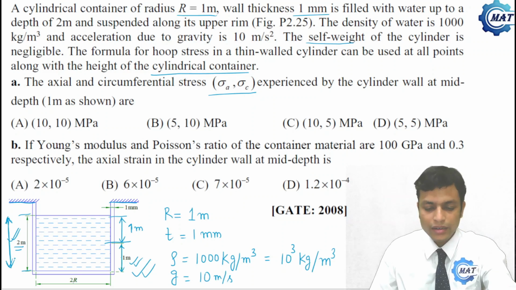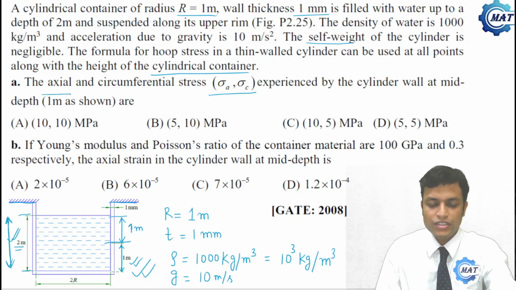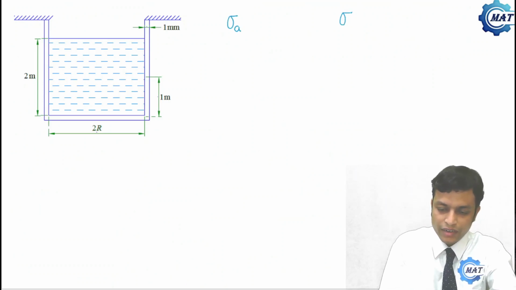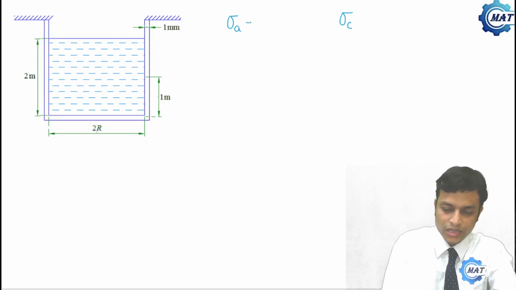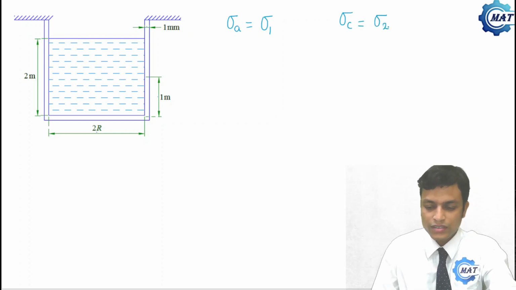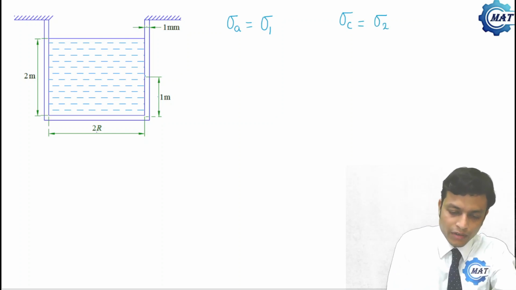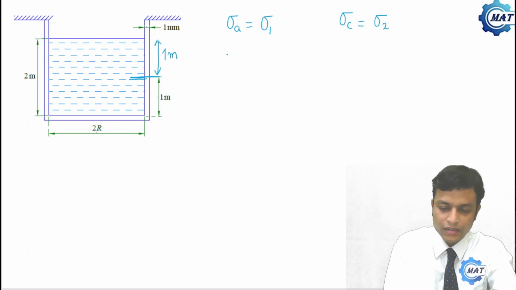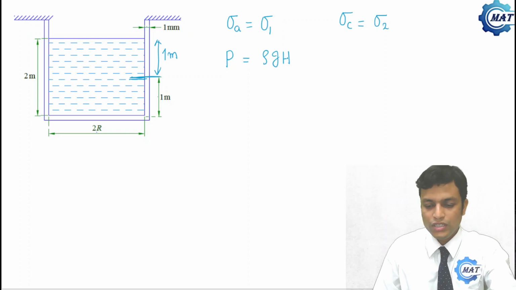So we have to calculate what is the axial and circumferential stress. Here axial stress is denoted by sigma A and circumferential stress is denoted by sigma C, but our expression is axial is sigma 1 and hoop or circumferential stress is sigma 2. So here we have to calculate both the stresses at mid height. So here the depth is 1 meter. So what will be pressure here? Pressure P is rho g h. So this is the pressure here.